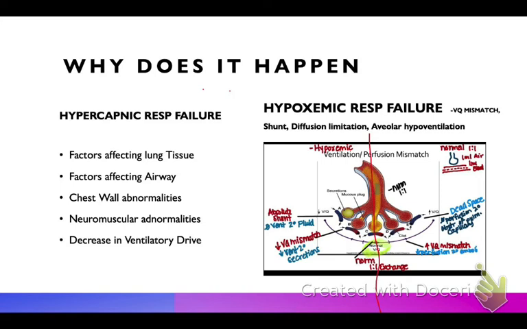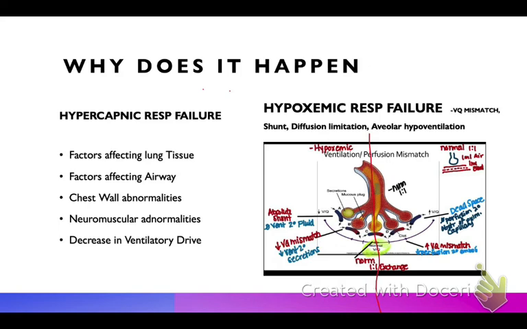So your VQ mismatch, your shunt, your absolute shunt, we talked about the shunt, so no exchange is going on. And then your diffusion limitation occurs when gas exchange across the alveolar capillary membrane is compromised by a process that destroys the alveolar membrane or affects the blood flow through the pulmonary capillaries. Like some fibrotic lungs, and this can often happen sometimes with ARDS.